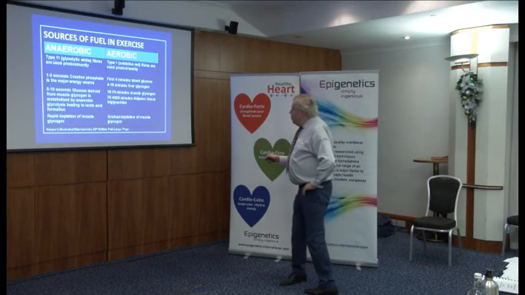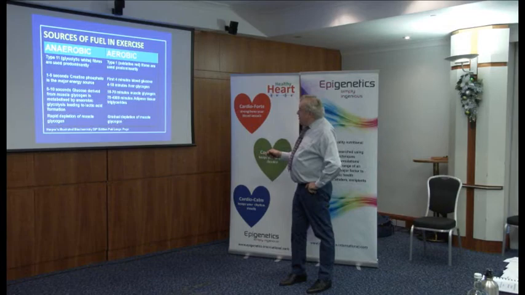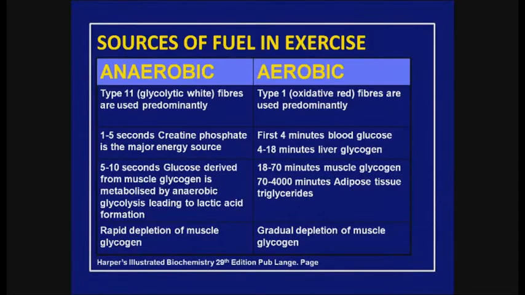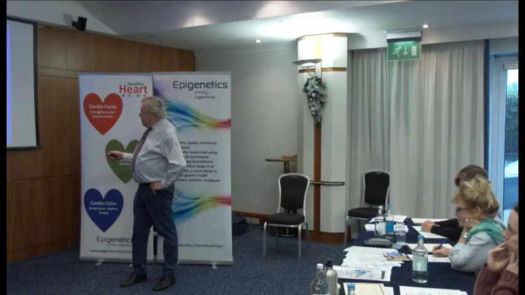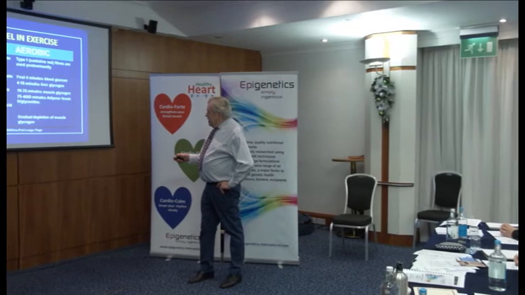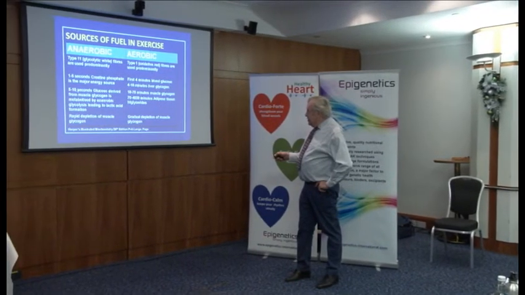So type 2 anaerobic ones are white. Usually multiple contractions for the first 5 seconds of exercising. So you're going to run off anaerobically down the track or across the road or whatever it might be as fast as your legs can carry you. So we use mainly creatine phosphate there and then convert 5 to 10 seconds.